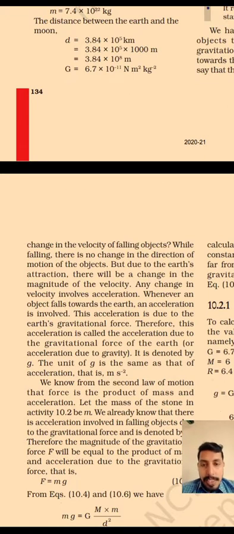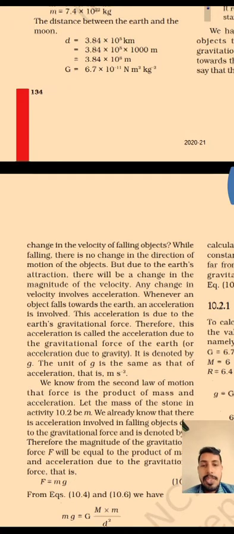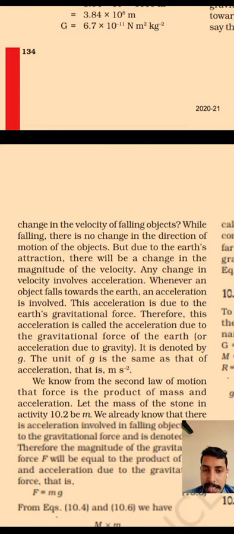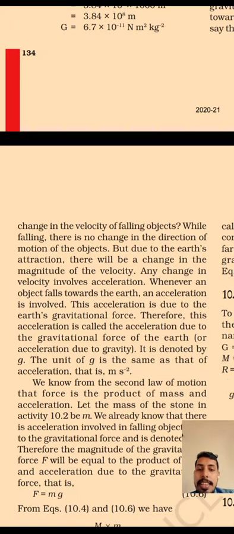That velocity change that happens due to free fall is called acceleration. In the case of gravitational motion, we say acceleration due to gravity. Whenever an object falls towards the earth, an acceleration is involved. This acceleration is due to the earth's gravitational force, and therefore it is called acceleration due to gravity.